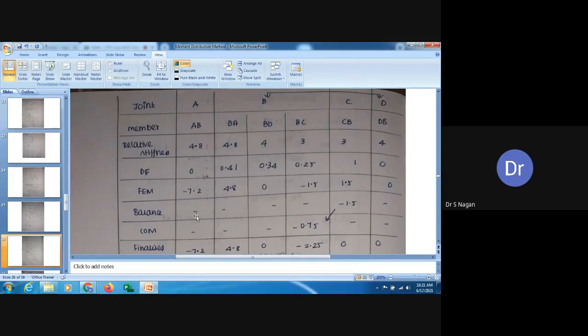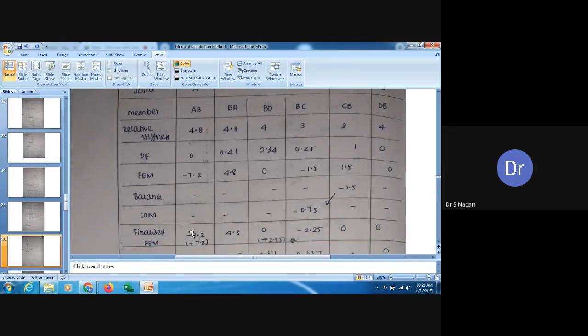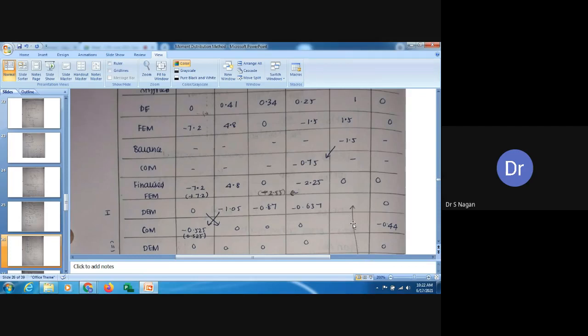Then you add these values to get the finalized fixed end moment. So minus 7.2, I'll get minus 7.2. Here 4.8. Here 0. Here minus 1.5 minus 0.7 will be minus 2.25. Here it will be 0, and here it will be 0. Hereafter, I should not touch this end, because I made this moment 0. So I can put an arrow like this, or I can close this path, and I should not either carry over or distribute for this number, because we have finalized the fixed end moment here. So from here only our iteration starts.